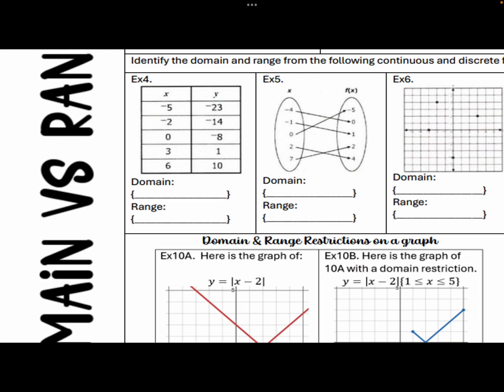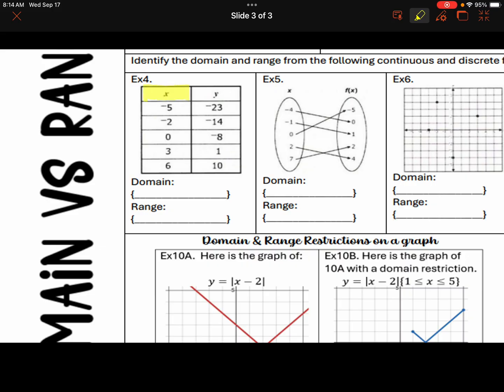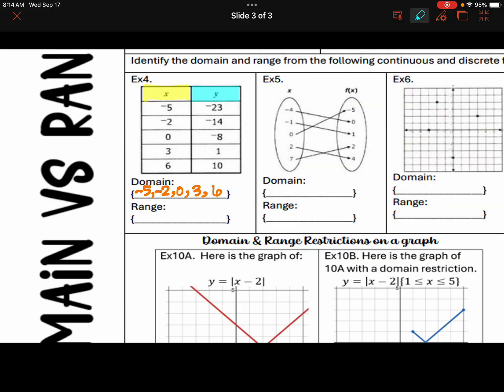So example 4, the domain, remember, is your x values. So we're just going to come through and write down the list of values. I will always go least to greatest. So -5, -2, 0, 3, and 6. If a number were to repeat, you do not have to write it more than once. My range, and again, I'm just going to go least to greatest, -23, -14, -8, 1, and 10.